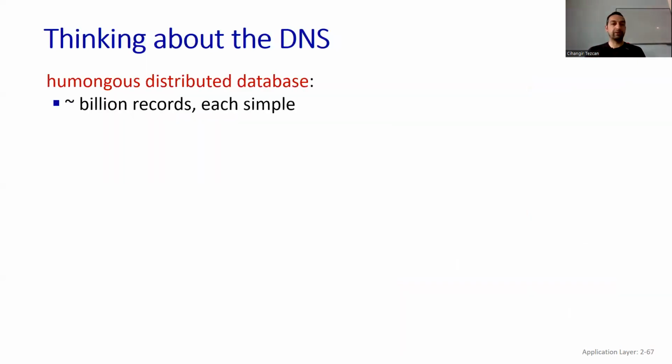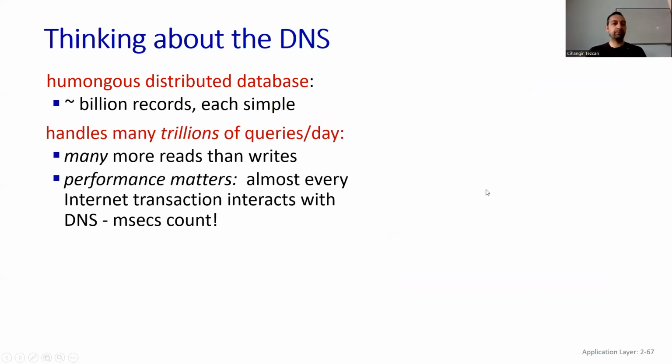Centralizing them causes a problem. So this is a very huge distributed database, billions of records. But records are really simple. They are not complicated records. So we want to handle trillions of queries per day. Many more reads than writes.